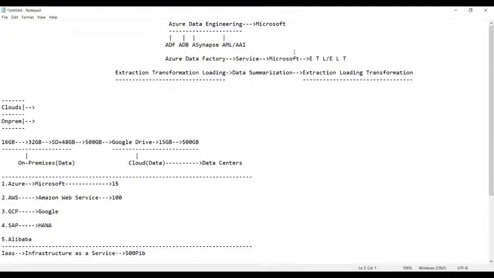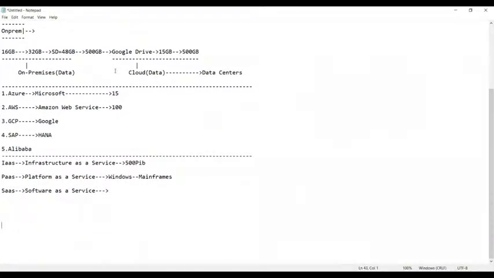So now, guys, let us see what exactly ETL does, what exactly extraction, transformation, and loading are, with the help of an example. I'm coming down here. Now I'll explain with a simple example. So in this, let us take an example here.